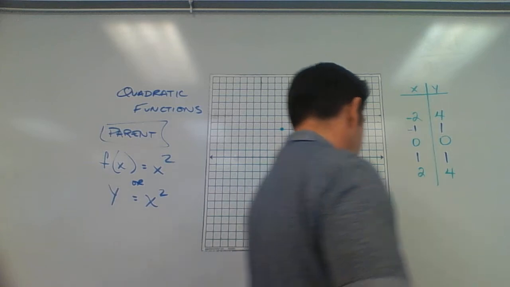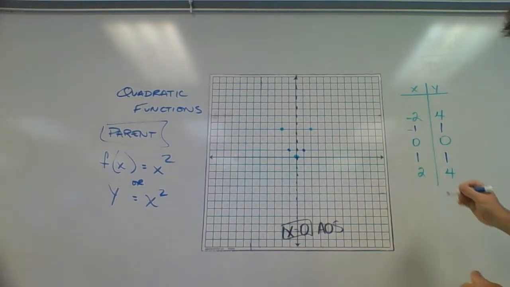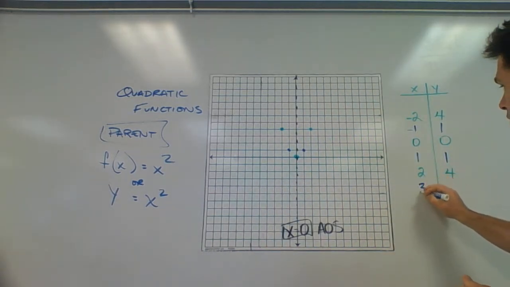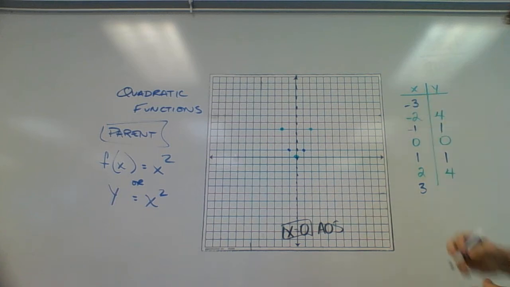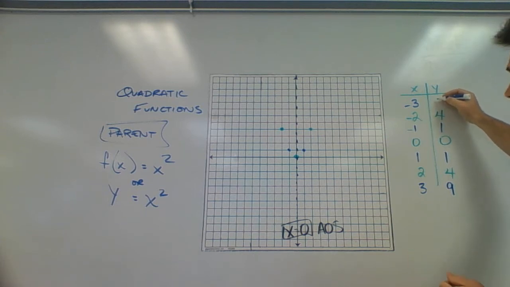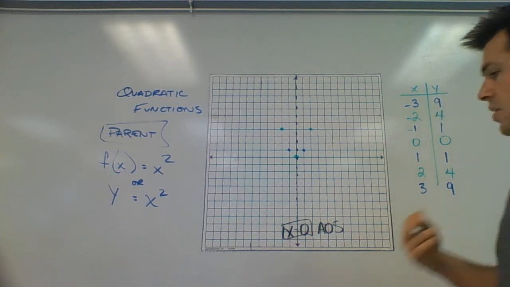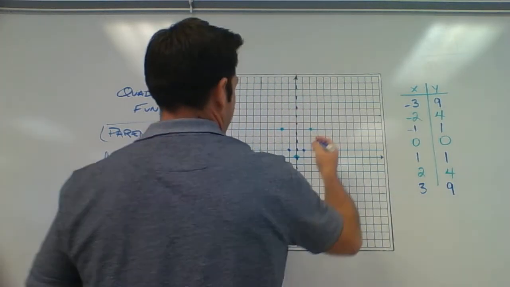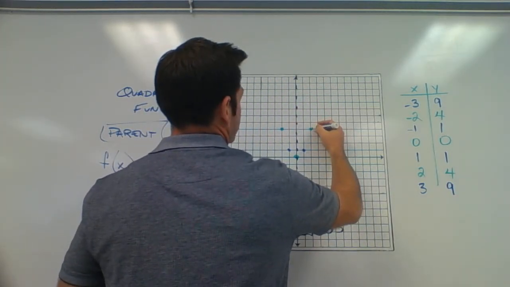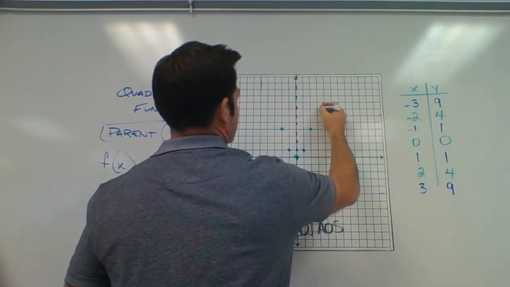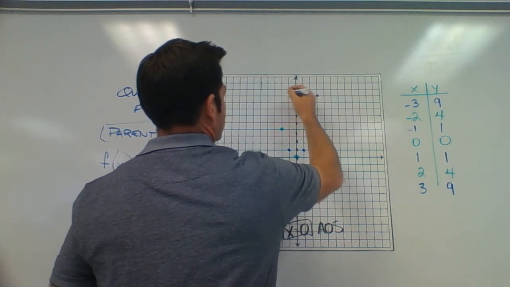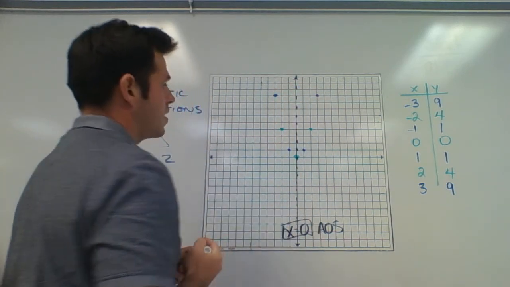Do one more. One more probably fits on the chart here. So I'll go down here to 3 and negative 3. 3 squared is 9. Negative 3 times negative 3, or negative 3 squared, would be 9 as well. So we do see that mirror action going on here. There's 4, so 5, 6, 7, 8, 9, and it would be on the same exact spot there.